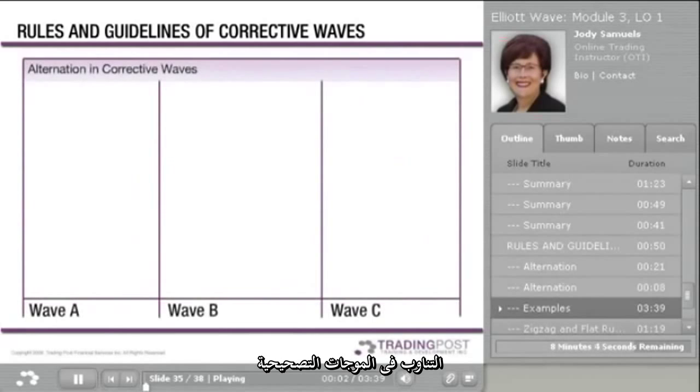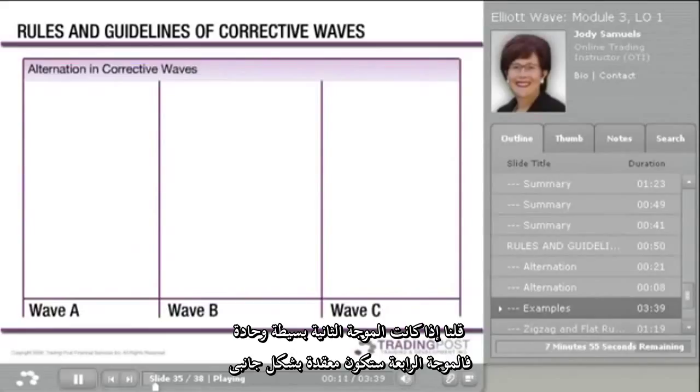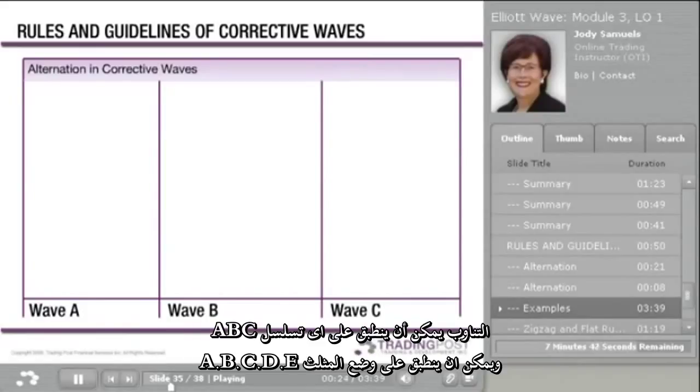Alternation in corrective waves. We spoke about alternation between waves 2 and 4 in an impulsive 5-wave move up or down. Recall, if wave 2 is simple and sharp, then wave 4 will be complex and sideways. Alternation also applies to the ABC legs in corrective waves. Alternation can apply in any ABC sequence, and it can also apply in an ABCDE triangle situation.